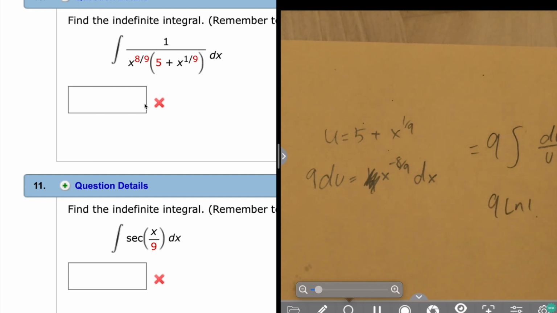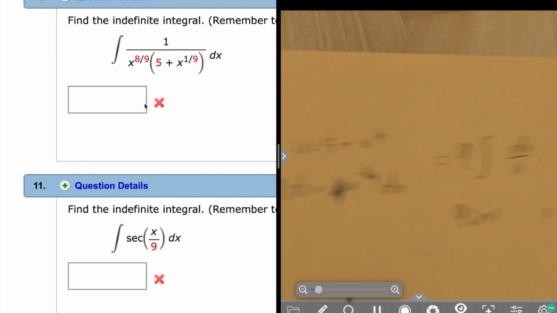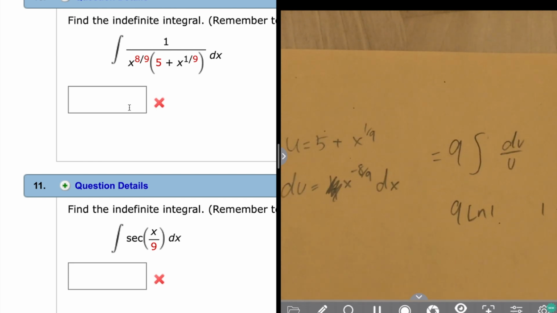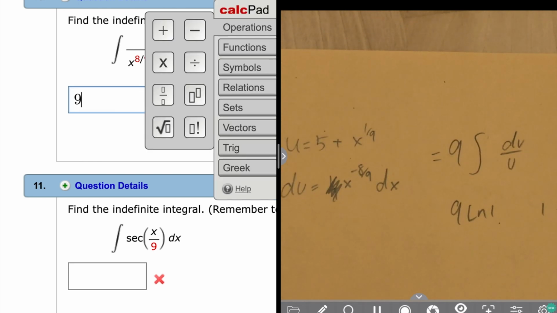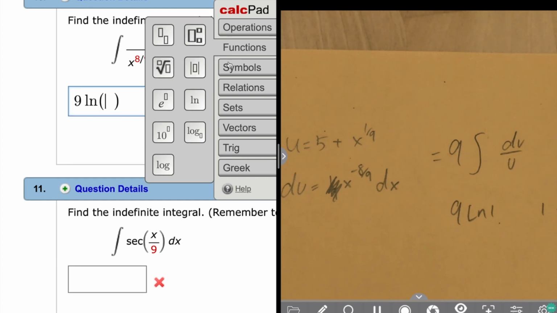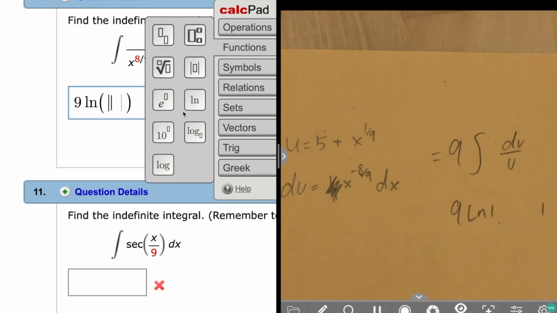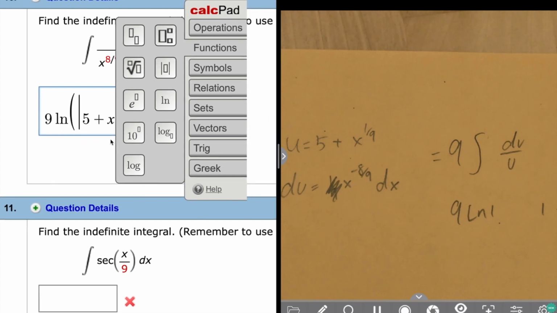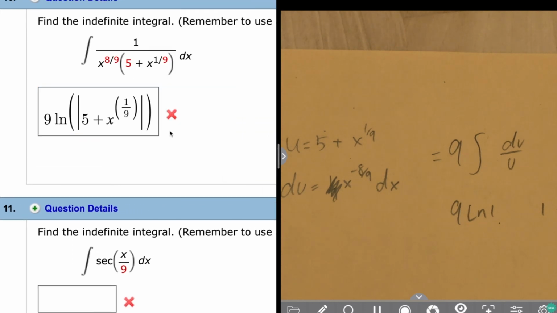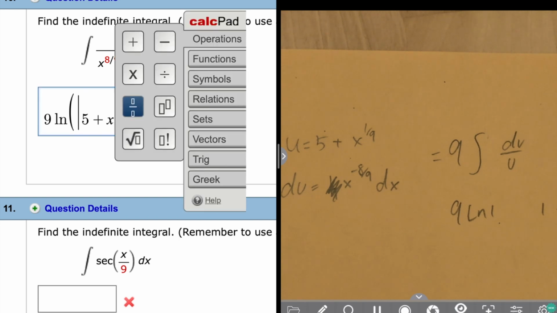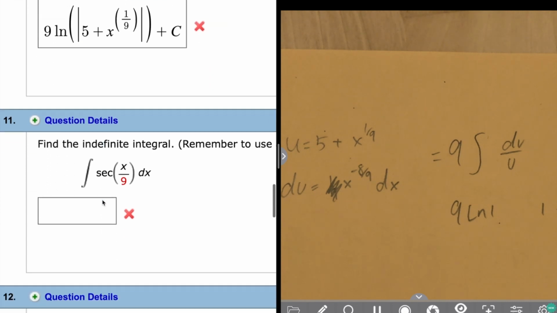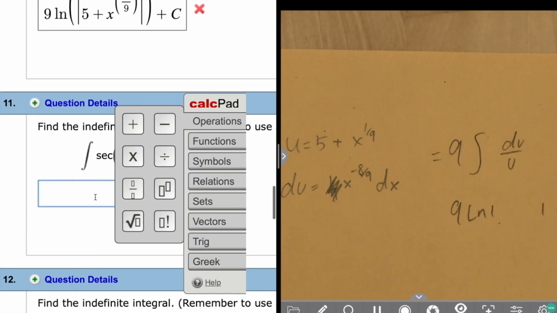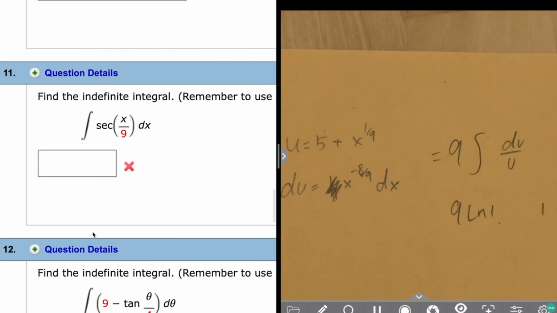So ln absolute value of something plus c, and put in the original x. So 9 ln absolute value 5 plus x to the 1 over 9. Let's see if that typed in correctly. Perfect. And don't forget the plus c. Great.